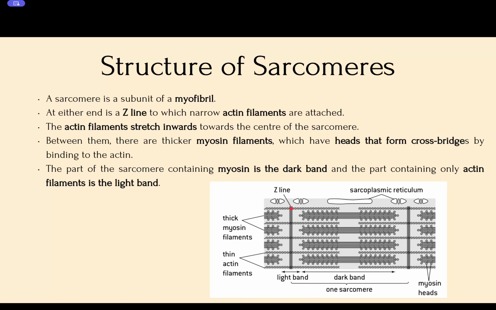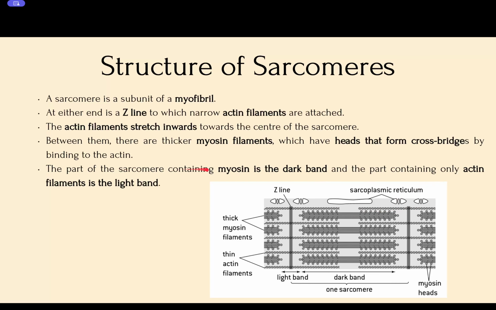Between each layer of actin, there's a layer of thicker myosin filaments, which have the heads, which are the small projections here, that will form cross bridges by binding to the actin. Now, those cross bridges are what allow for the contraction to happen, and we'll discuss that in the next step.